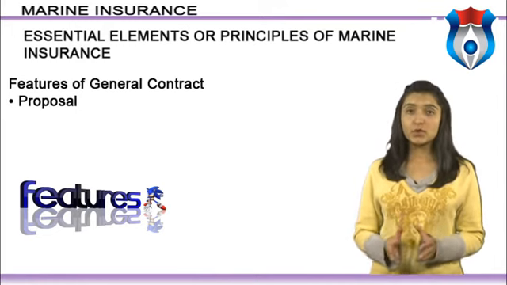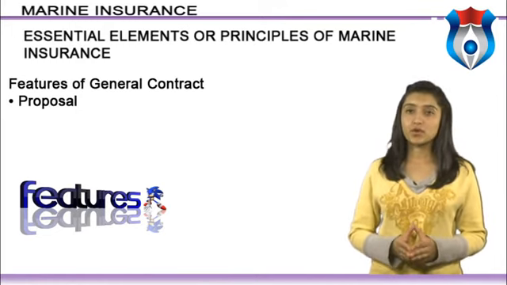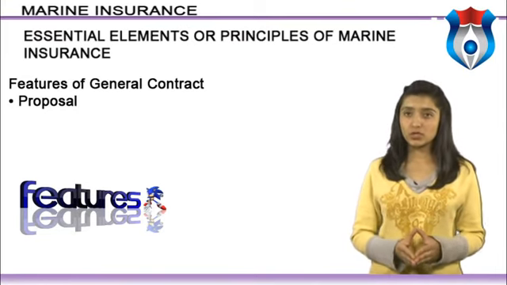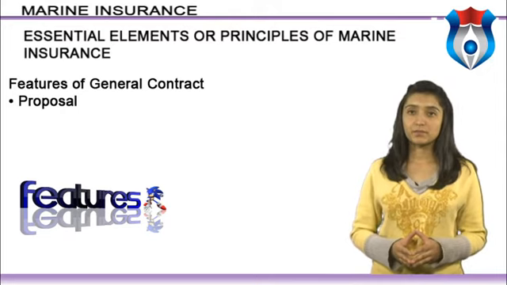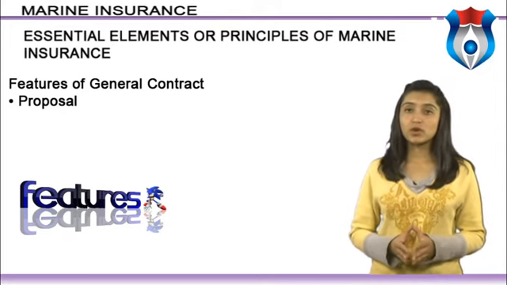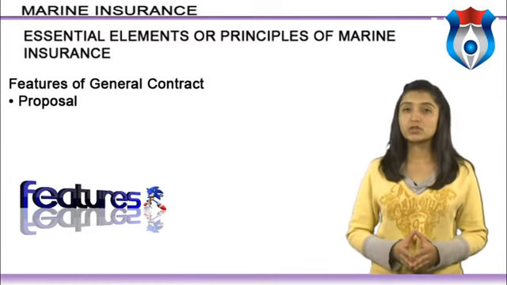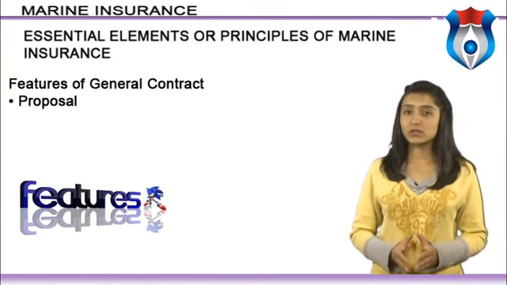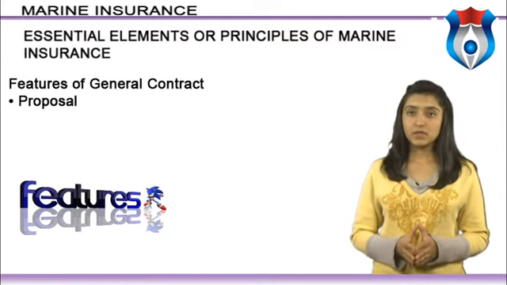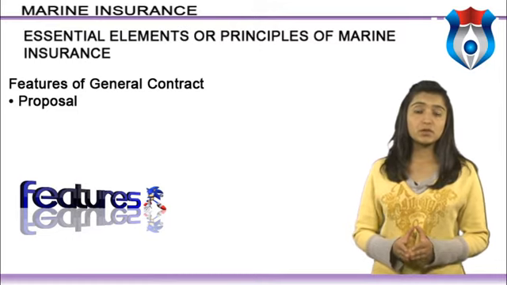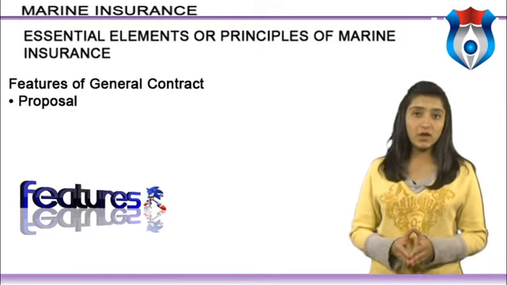Proposal. The broker will prepare a slip upon receipt of instructions to insure from the ship owner, merchant or other proposers. Proposal forms, so common in other branches of insurance, are unknown in marine insurance, and only the slip, so called the original slip, is used for the proposal. The original slip is accompanied with other material information which the broker deems necessary for the purpose.